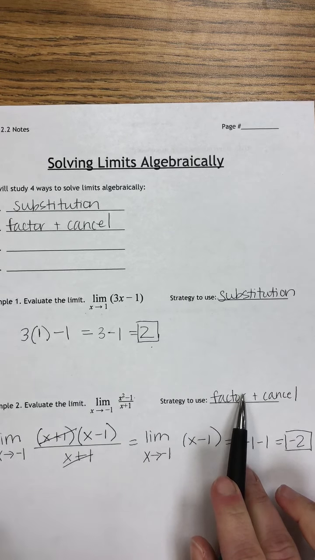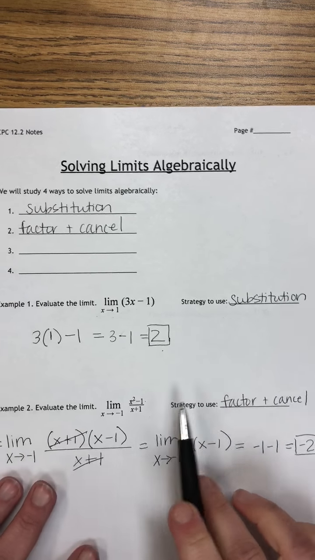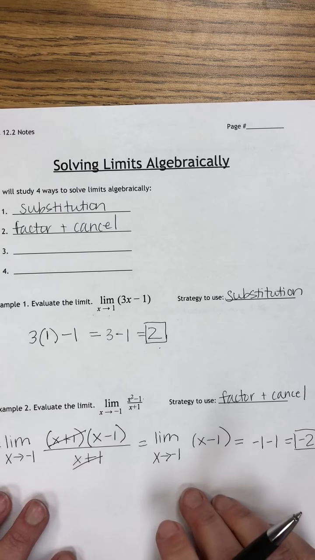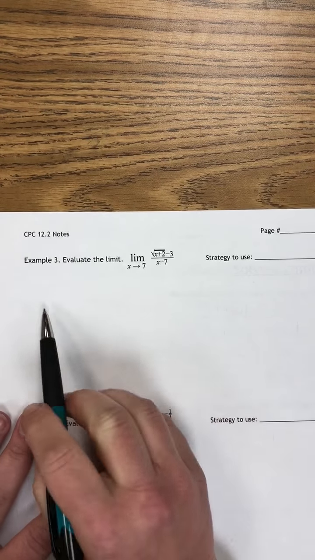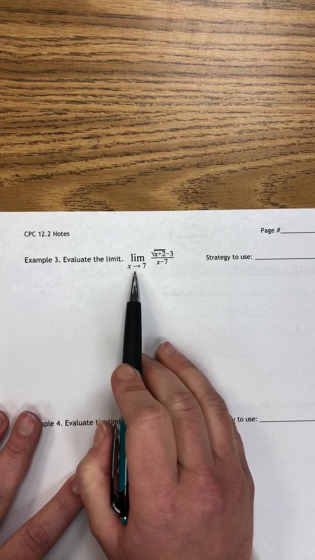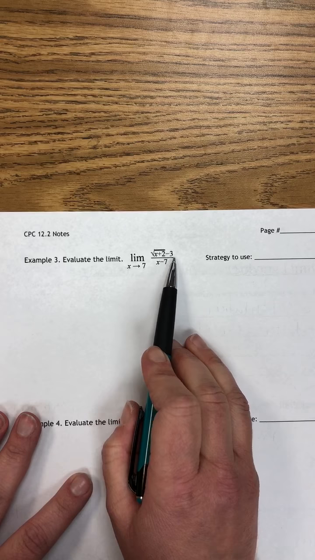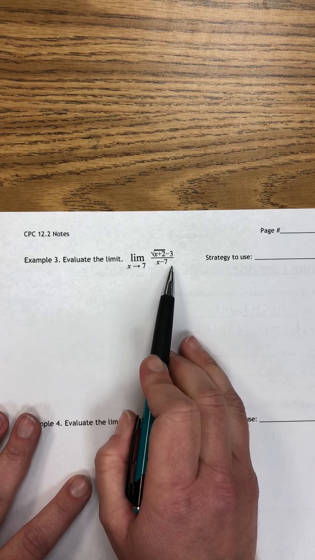These two are really all that you will need when you are doing limit worksheet number 2. I am going to show you number 3 and 4. So, example 3 here on the back, you have the limit as x approaches 7 of the square root of x plus 2 minus 3, all over x minus 7.